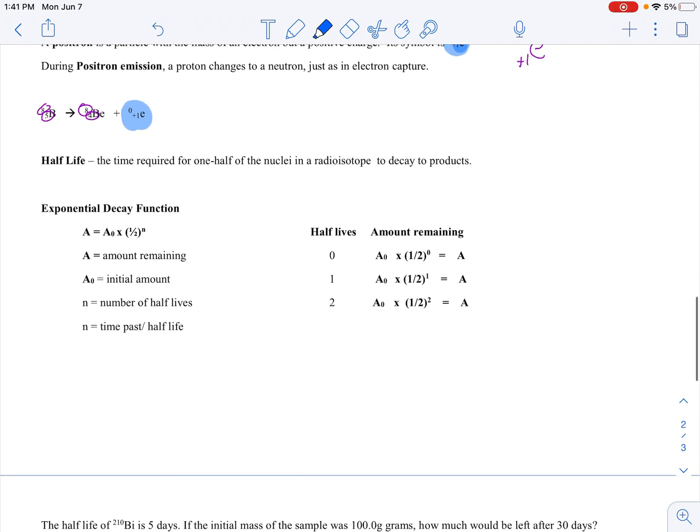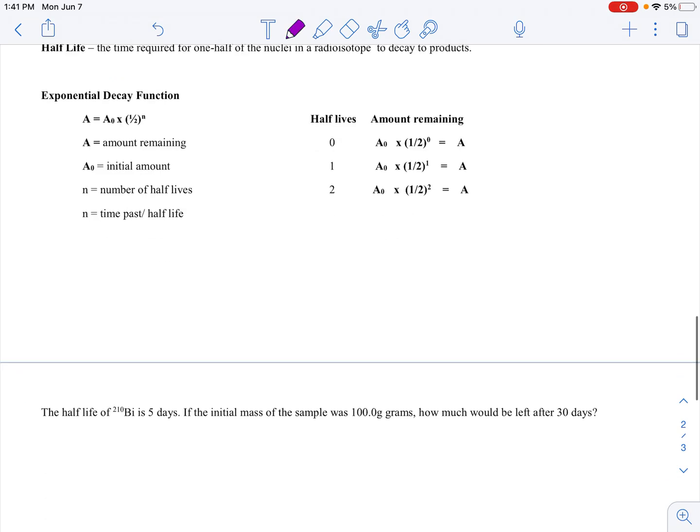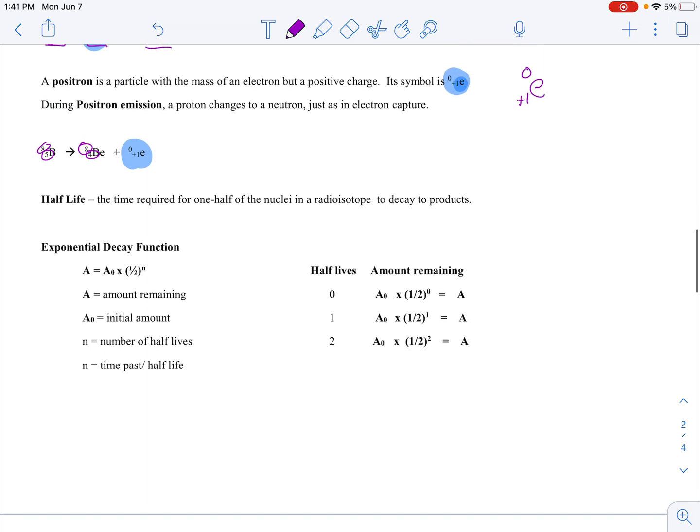Our last piece of the puzzle is going to be half-life calculations. So it's the time allotted for 1/2 of the nuclei in a radioisotope to decay into products. So this doesn't all happen at the same time. It takes time for radioactive decay. Specifically, we use half-lives to determine how much time it actually takes. And we'll do an example problem down here in a heartbeat. For the calculation, we use this formula right here.